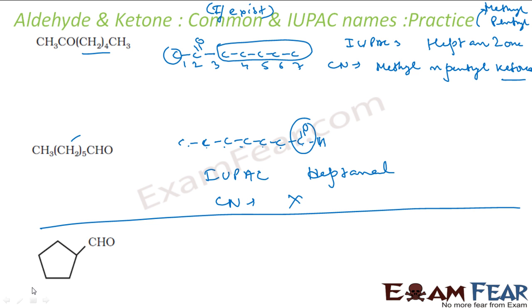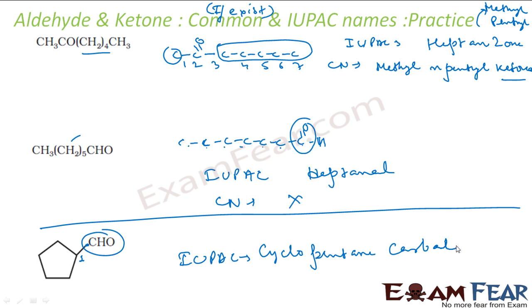Let's try this. Here also, this is my aldehyde group, so this will be my number 1. Anyway, numbering doesn't matter because there is no substituent here. If I want to write the IUPAC name, I have a cyclopentane here. So first I'll use cyclopentane and then I'll use carbaldehyde. So it will be cyclopentane carbaldehyde. That will be the name.